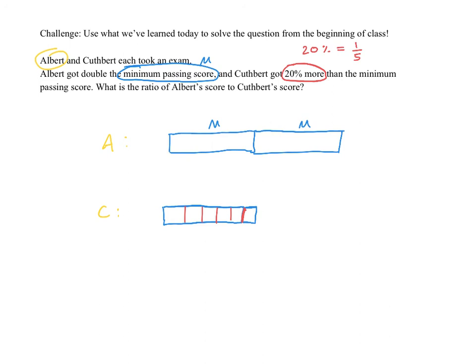Now I want to find the ratio of Albert's score to Cuthbert's score. Let's do the same division that we did for Cuthbert to Albert. Remember, we divided it into fifths. So 2, 3, 4, 5, and 2, 3, 4, and 5. So in terms of parts, Albert has 10 parts and Cuthbert has 6 parts. So what is the ratio of Albert's score to Cuthbert's score? Albert's score would be 10 parts to Cuthbert's score of 6 parts.